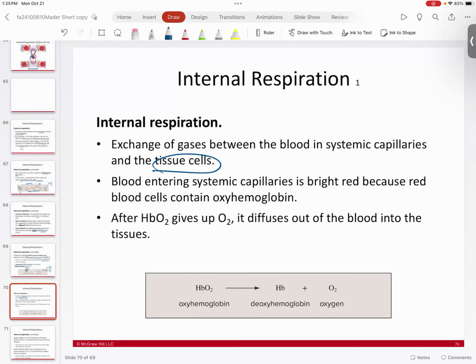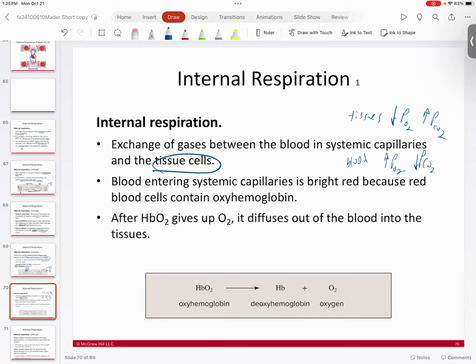Because remember, the tissues have been busy using oxygen, doing cell respiration, and then generating lots and lots of CO2 as a byproduct. So as a result, they tend to be somewhat oxygen deficient. And so in the tissues, you have a low partial pressure of oxygen and a high partial pressure of CO2, right? Because you're consuming oxygen, you're generating CO2. And in the blood capillaries, it's just the opposite. You have a high partial pressure of oxygen and a low partial pressure of CO2.